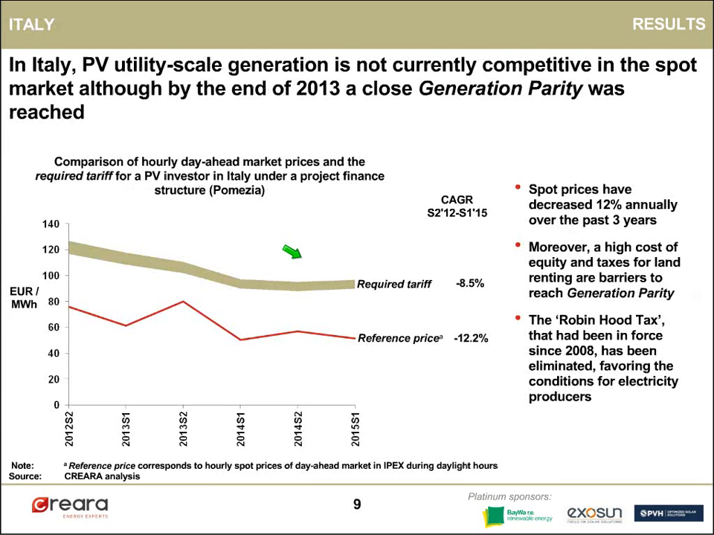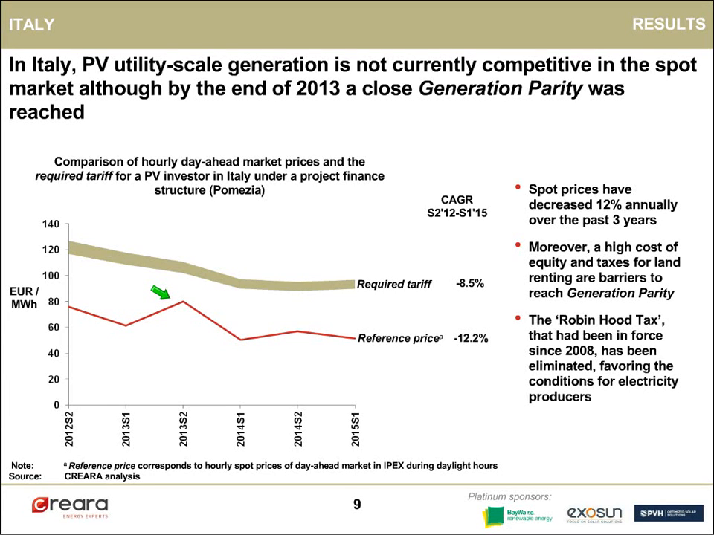Italy. In Italy, the PV utility scale generation is not currently competitive in the spot market, although by the end of 2013, a close to generation parity situation was actually reached. You can see that here by the little peak in the reference price. Generally, the reference prices have decreased in the last years. You can see that it's been decreasing by about 12% annually.